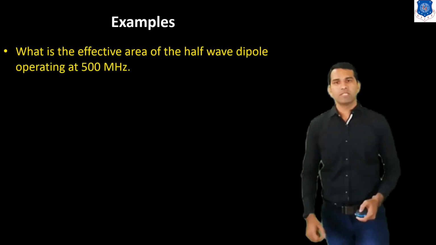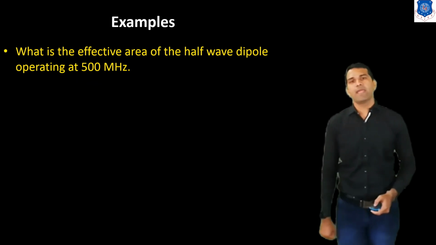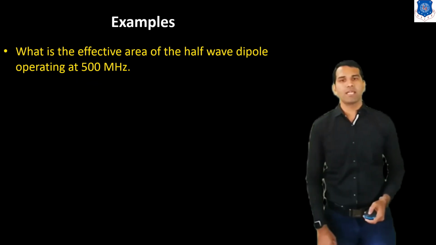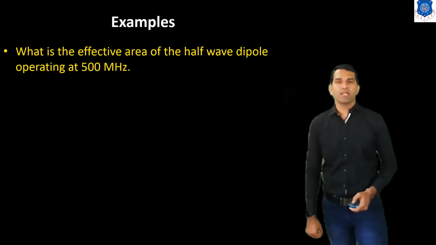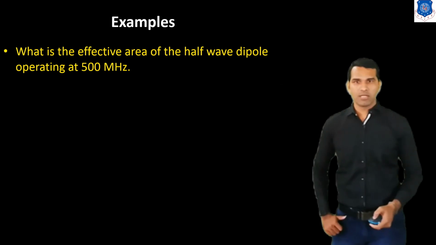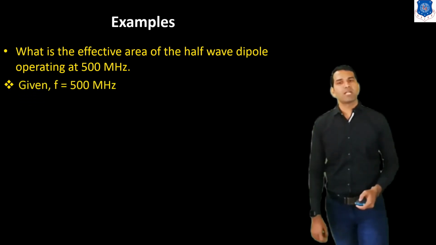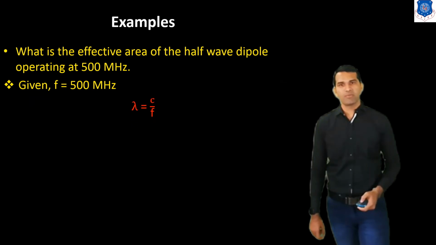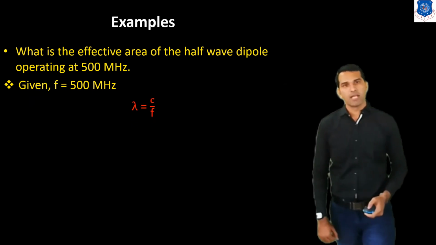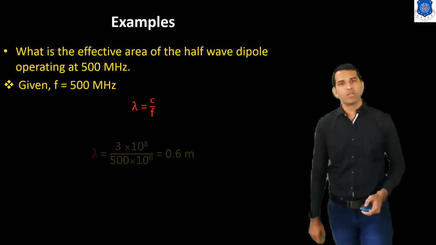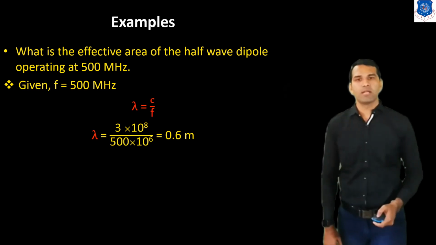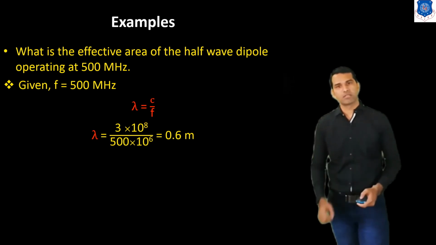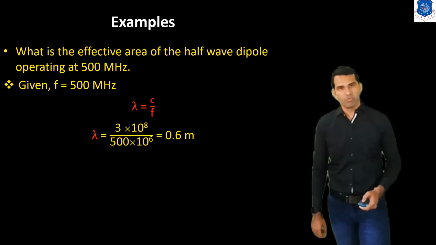Now, the second example. What is the effective area of a half wave dipole operating at 500 megahertz? So we have to find the effective area for the half wave dipole. Here the given operating frequency is 500 megahertz. So we can find the wavelength, lambda equals C by F. We know C is 3 into 10 raised to 8, and F is 500 megahertz, converted to 500 into 10 raised to 6. So we get lambda as 0.6 meter.